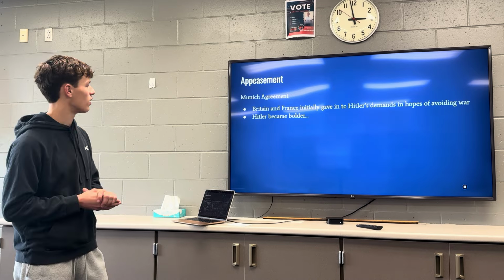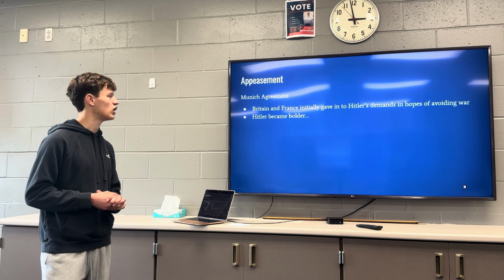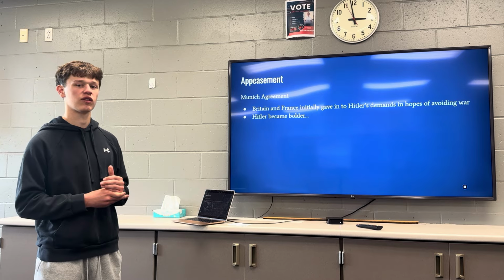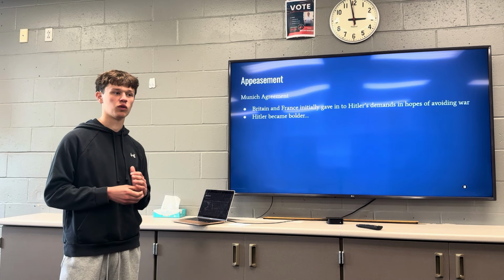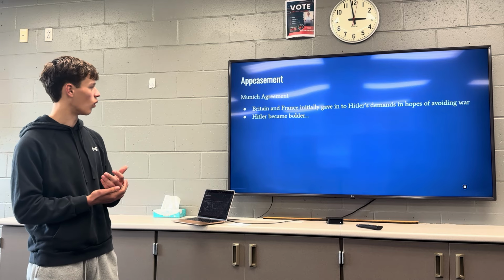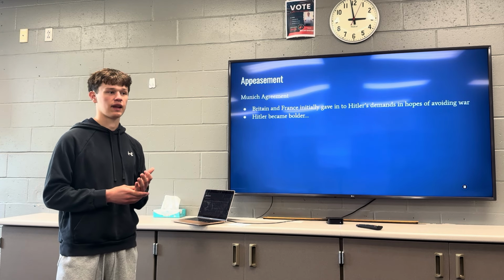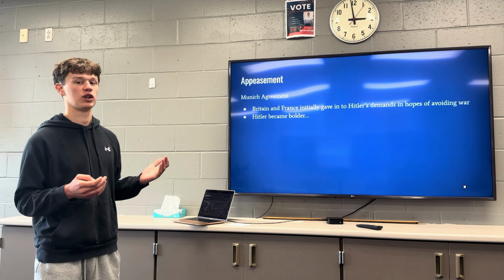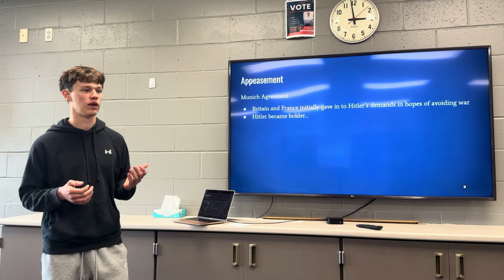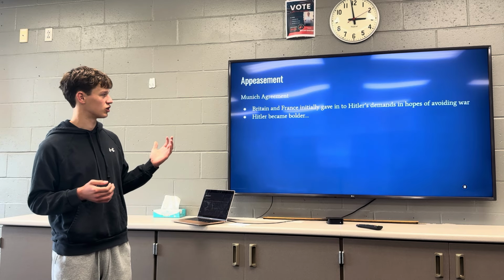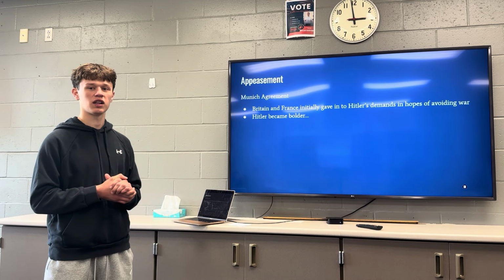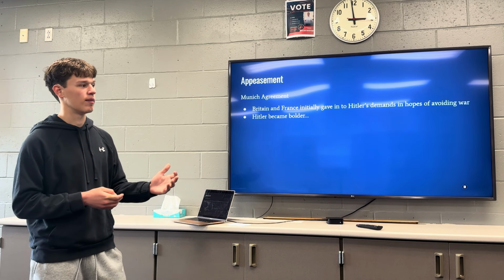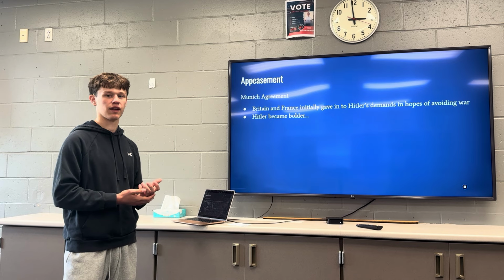Appeasement. The Munich Agreement: Britain and France initially gave Adolf Hitler what he demanded, in an agreement to try and avoid war, and in return Hitler just became bolder and wanted to attack first and make a move because he felt like they were honestly worried about him, so he felt like he had the upper hand.